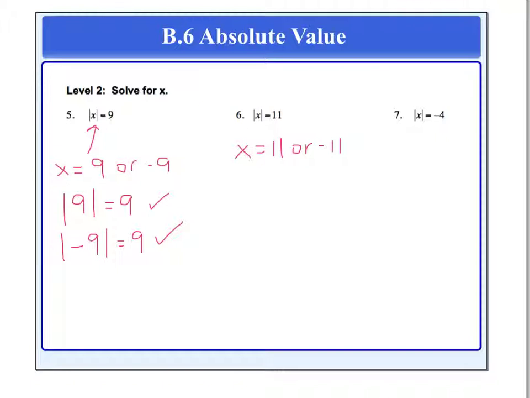When you start out on these level 2 type of questions, you're going to find that they are opposites, but when you get into more challenging questions, they are not going to be opposites. So our answers here are 11 or negative 11.